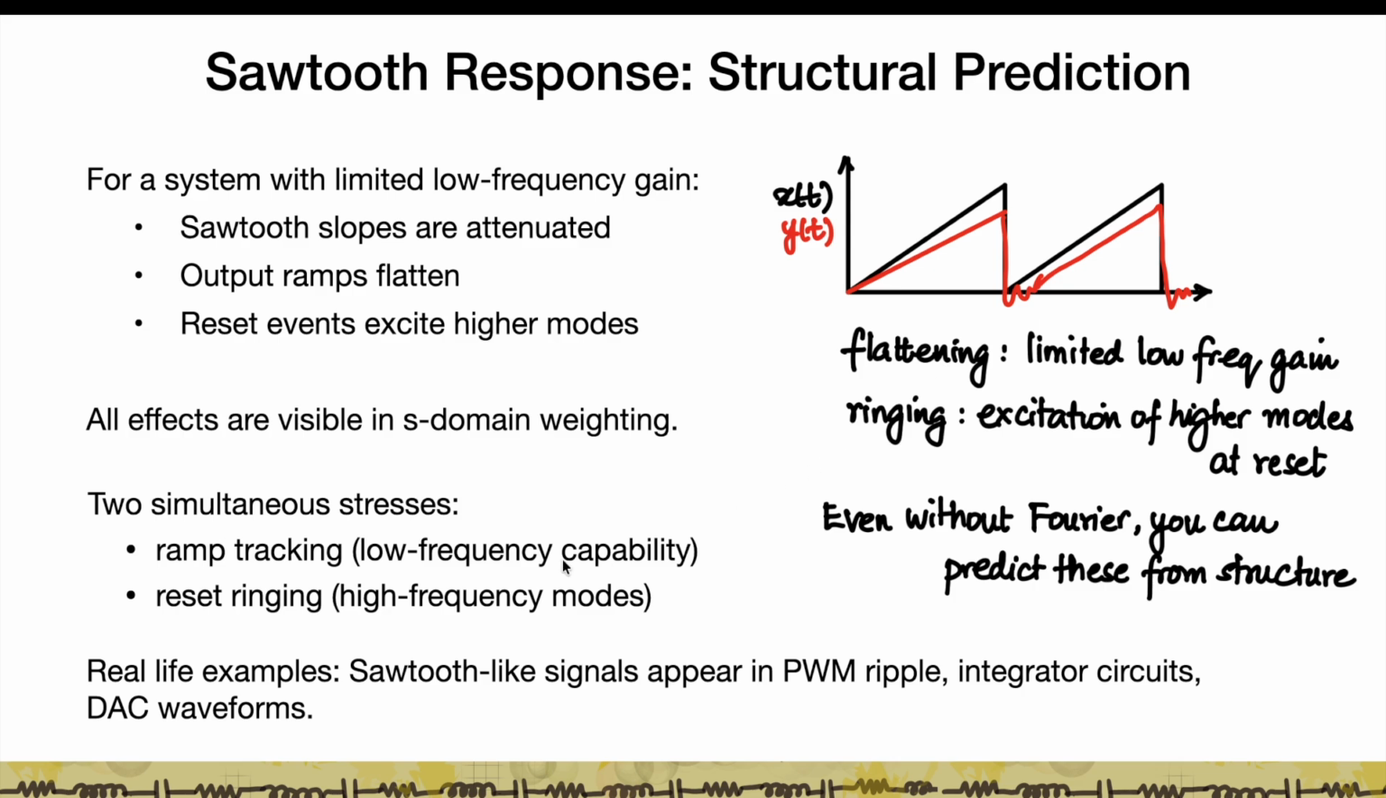In real life, sawtooth signals show up in the PWM ripple, in integrator-based circuits, and in DAC waveforms. Engineers often see glitches at reset edges. That is exactly the high-frequency excitation we're talking about. And notice, we predicted all of this from ramp plus reset, plus knowledge of the system poles. No Fourier was needed to forecast the qualitative behavior.